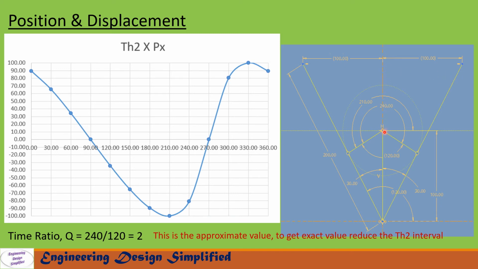And after that, if the crank rotates further beyond 90 degrees, at approximately 210 degrees, this line is going to be coming towards left and then left extreme position. So at this position, px is 100 millimeters.